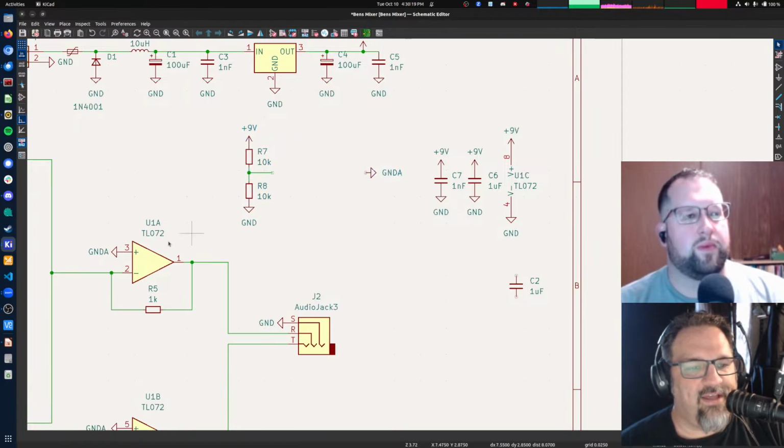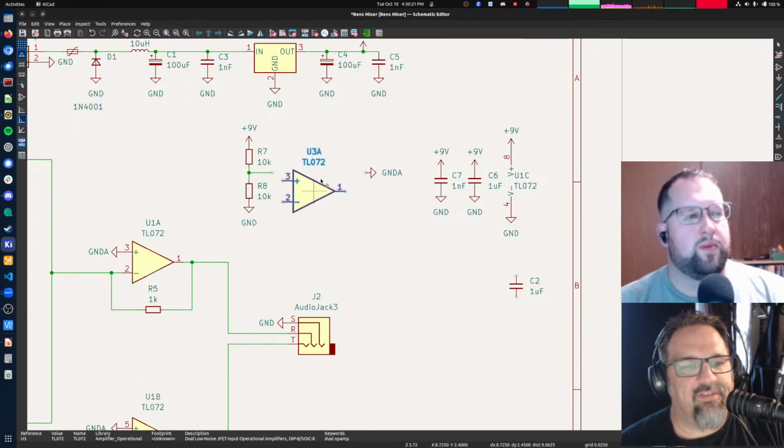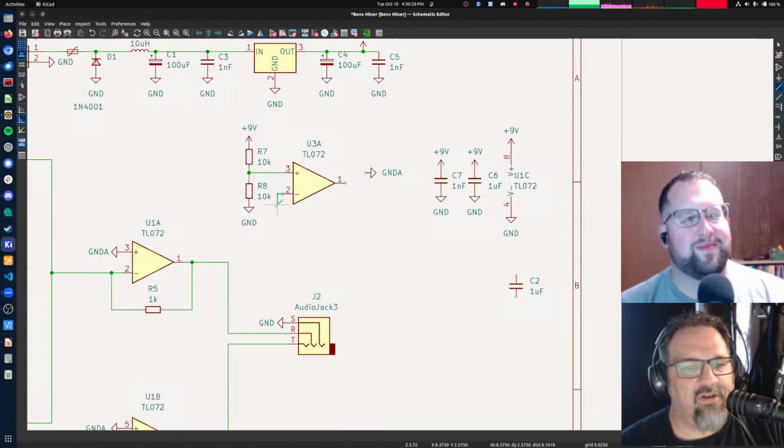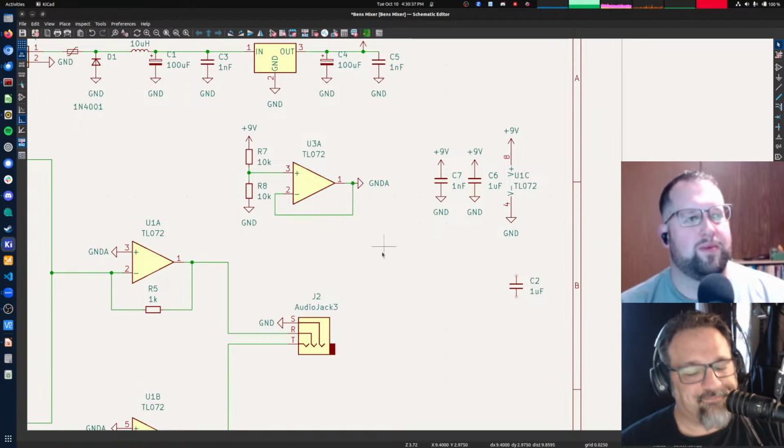And a common way of doing this is with an op amp. So we are going to use another op amp, and we're going to configure it as a voltage follower. And then we're going to take that and go like that. Okay, so what is a voltage follower?